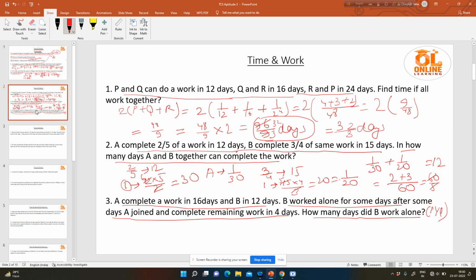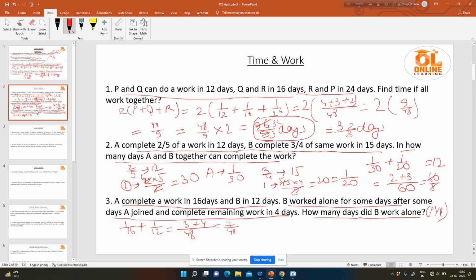First, it is given that A completes a work in 16 days and B in 12 days. A joined after B worked alone for some days. After some days, A joined and completed the remaining work in 4 days. So let us find, if they work together, how many days they will take. 1 by 16 plus 1 by 12. What would be the LCM? LCM would be 48, and we will have 3 plus 4, that is 7 by 48.